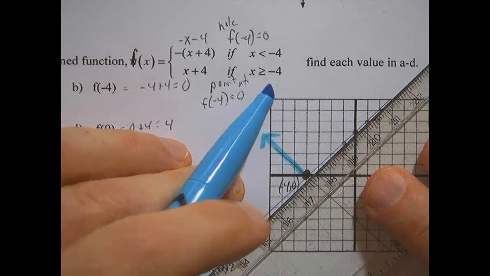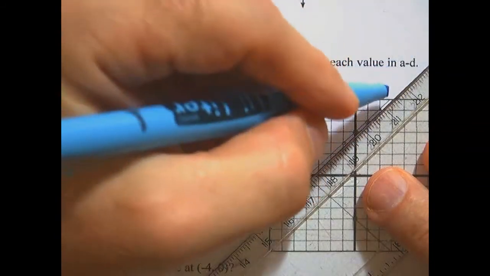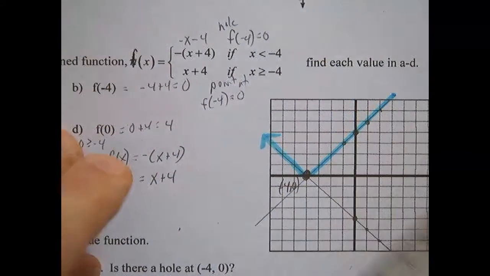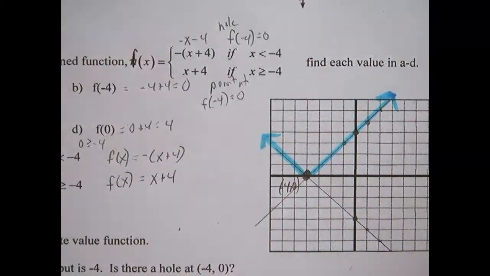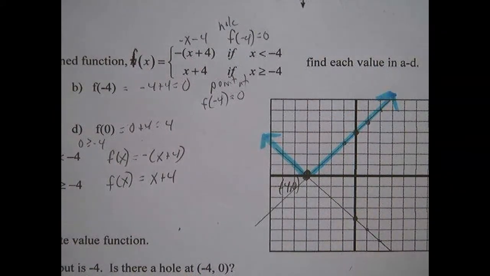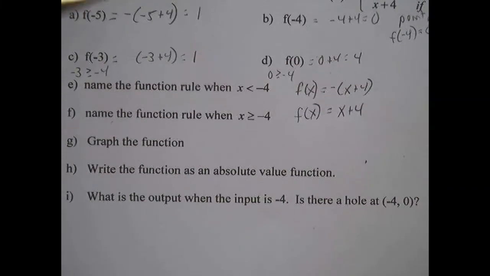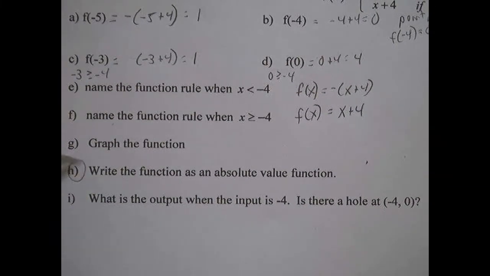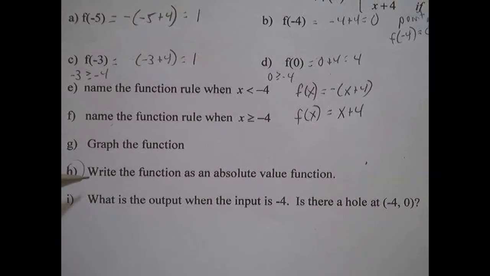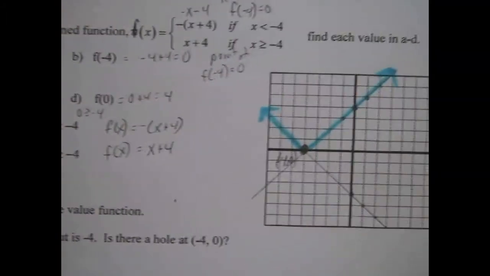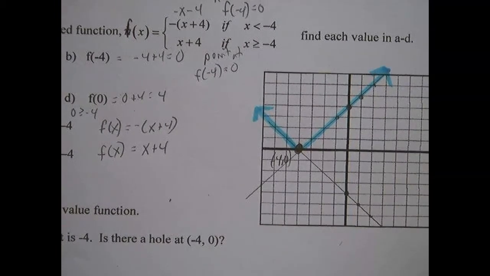And then I'm going to ask you guys, what does this graph look like? What does it look like? Okay, well the answer to the question is h, right there. They kind of give it away in the notes. I gave it away in the notes. Write the function as an absolute value function. It looks like, and it is, an absolute value function.